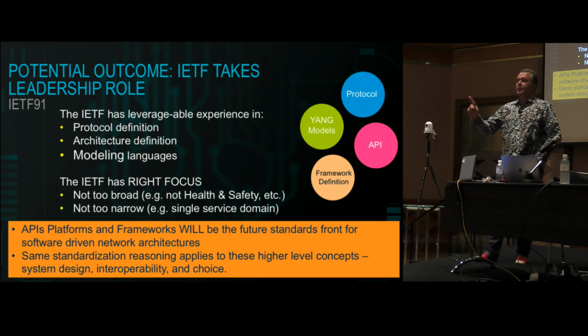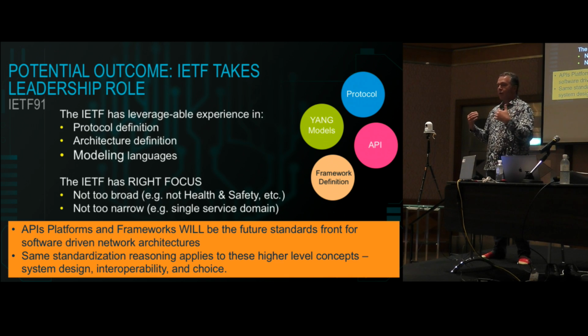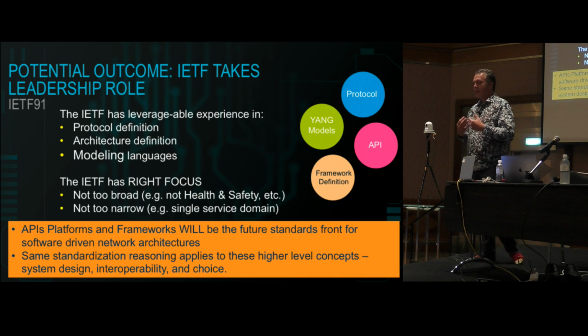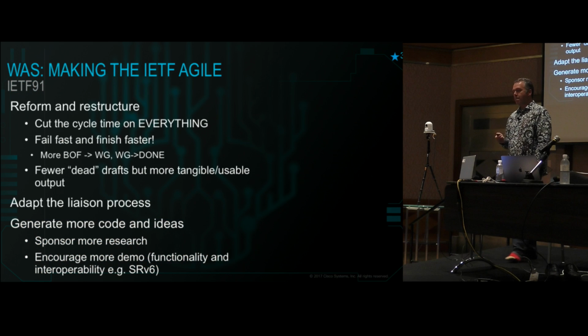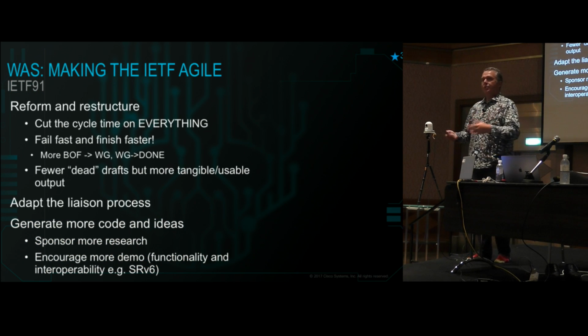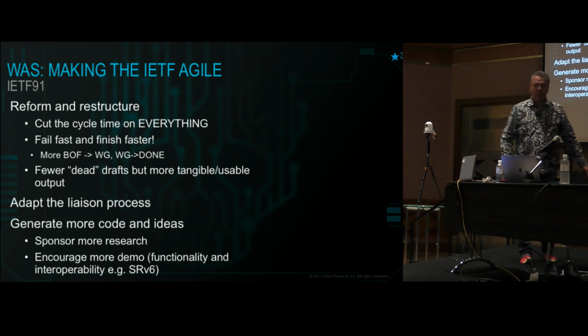So let's just talk about some of the claims I made in '91. We'll see now, 3 years later, they weren't in fact that outrageous. So the IETF can take a leadership role. A couple of things that have emerged: the APIs, platforms, and frameworks will be the future standards front for software-driven networking. Second, for the same standardization application for those higher level concepts, we need to think through if and which standards body may take on some of those pieces. Of course, it's very interesting if you're trying to standardize an API and you're not involved in the production of the code. Those are almost mutually exclusive, and so something to think about, and we'll get to that in a bit. Can we make the IETF more agile, and perhaps changes in the liaison process and how the IETF was going to work with other SDOs or open source was critical.